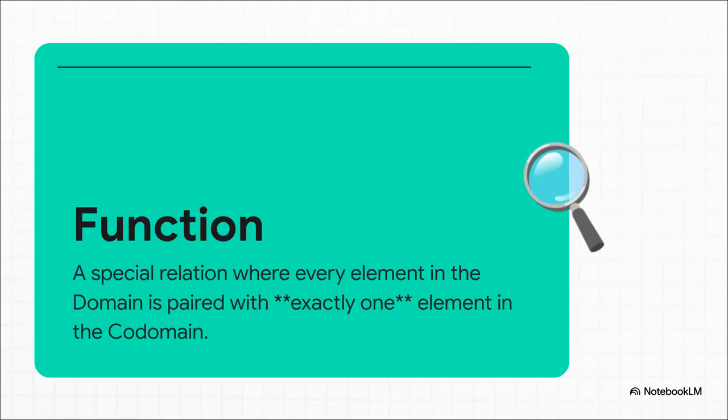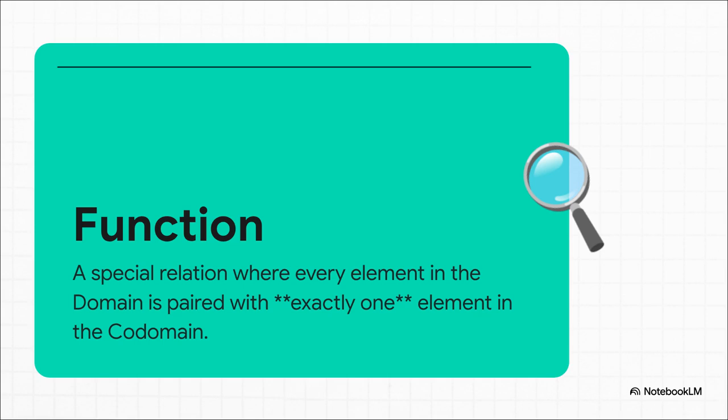And this leads us right to the formal definition. A function is simply a relation that follows one extra crucial rule. Every single element in your starting set, the domain, has to be paired with exactly one element in the ending set, the codomain. Not 0, not 2.